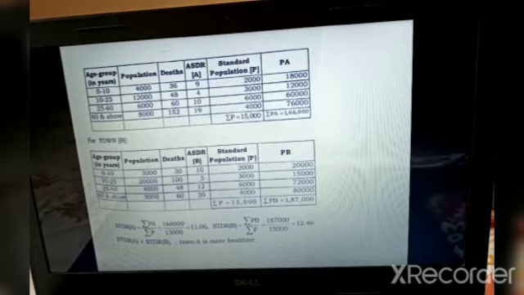Now the population which has the minimum standardized death rate is the healthy population. So the standardized death rate for town A is less than the standardized death rate for town B. Therefore, town A is healthier.